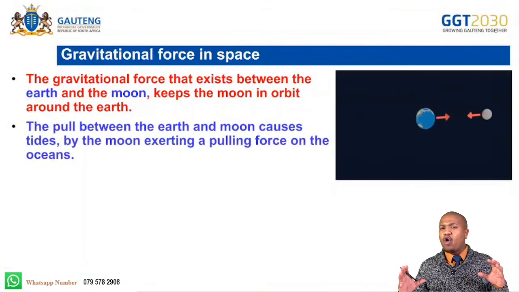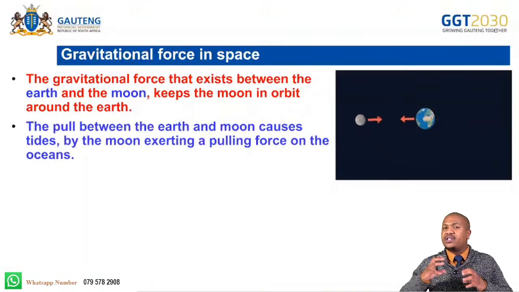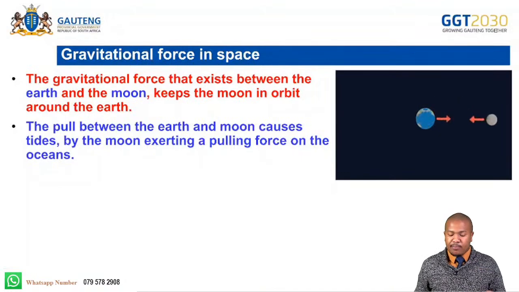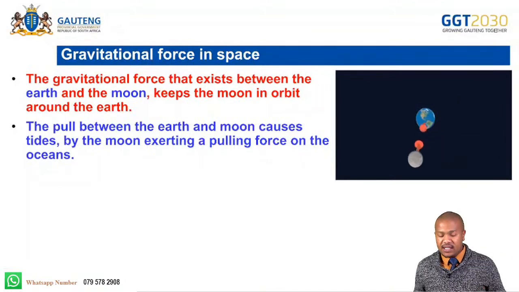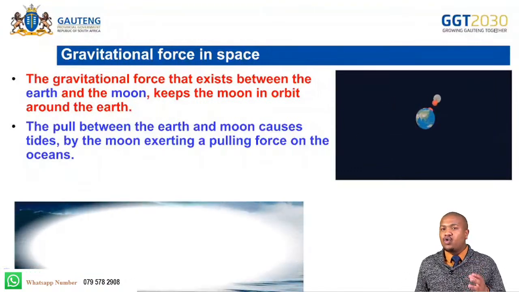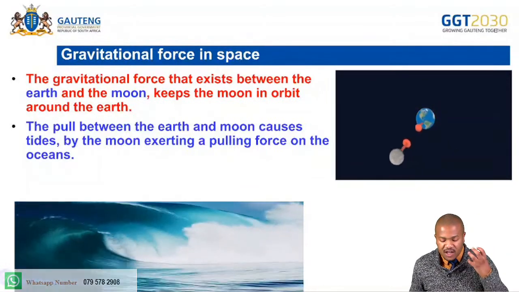But now the pull also causes what we know as tides, right? The gravitational pull between these two big bodies causes tides. So the pull between the Earth and the moon causes tides, by the moon exerting a pull force on the oceans. Tides now are those waves on the oceans, right?